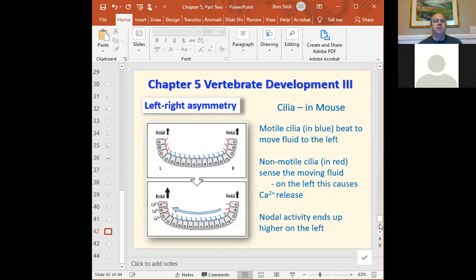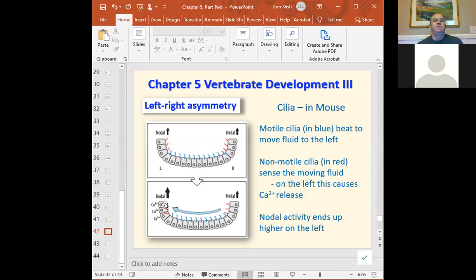And then the last thing left in this chapter is left-right. So here we're looking at what's going on in the node itself as it's moving forward. You've got cilia in the middle of the node that are swishing in one direction. And you've got cilia on either end, which are not motile cilia, but they're sensory cilia. So they're sensing this fluid flow, and the fluid flow is activating these sensory cilia, which then causes calcium release in those cells over there.